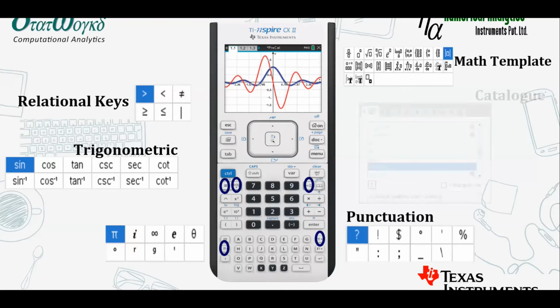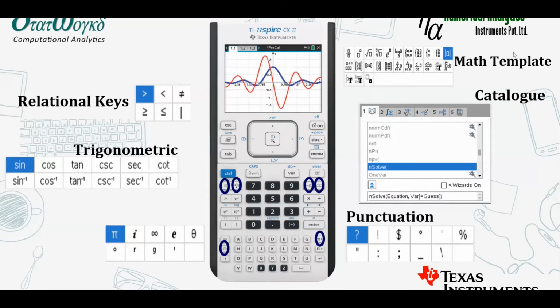Beside this, you have a catalog key, which is again a very important key. In this catalog, you can see all the functions that are there in this calculator, along with their syntaxes. For example, I take nsolve. When I click on nsolve, you can also see exactly what syntax it has. So this was about some of the shortcuts and the keypad layout.